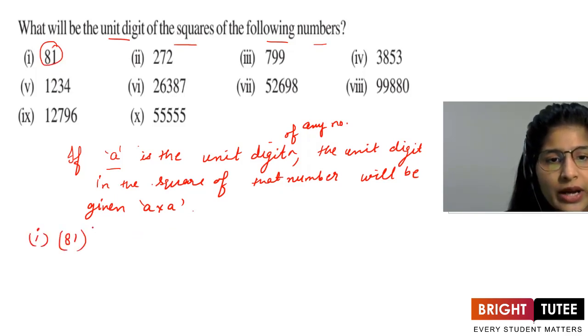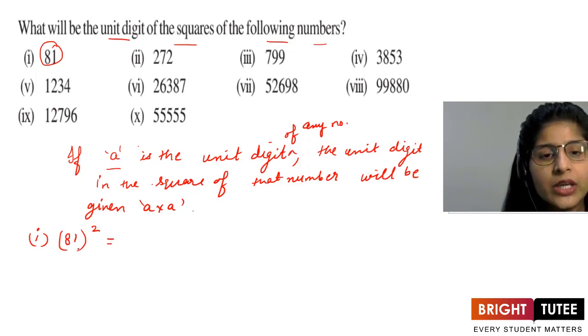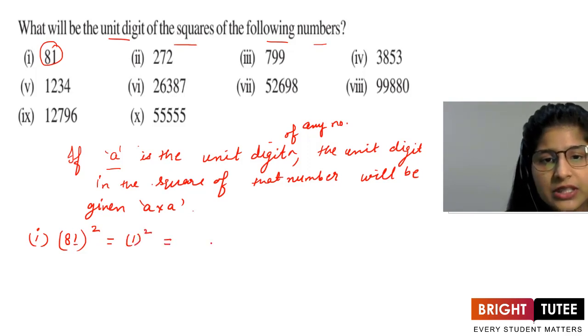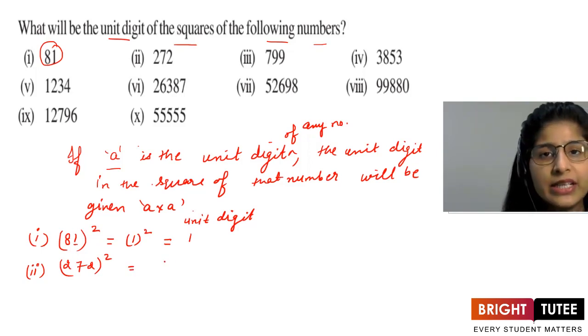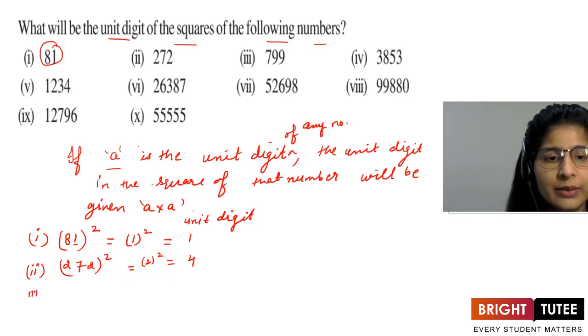If we do the square of 81, just observe the unit digit of 81. What is it? 1. So you are going to do the square of 1, it gives you 1. So the unit digit is 1 in the square of 81. Second part is 272 whole square. What is the unit digit in 272? 2. You have to do the square of 2 and it gives you 4. So the last digit, the units digit in the square of 272 will be 4.